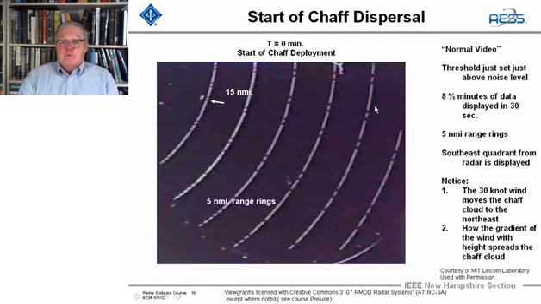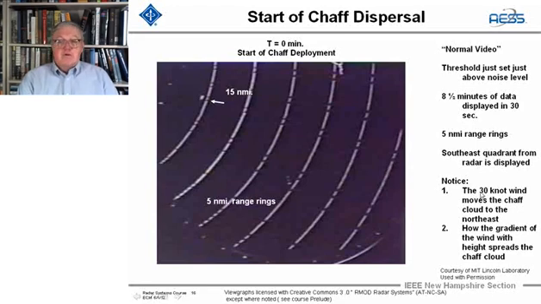Now, when I show you the movie, we sped up, we took a movie of the PPI, and the actual data you're going to see in 30 seconds was 8.5 minutes of dropping the chaff and then letting the wind take the chaff. Okay? And you'll notice as it goes that this is at 15 nautical miles, so this is 25, 35, and this is 40 nautical miles away from the radar.